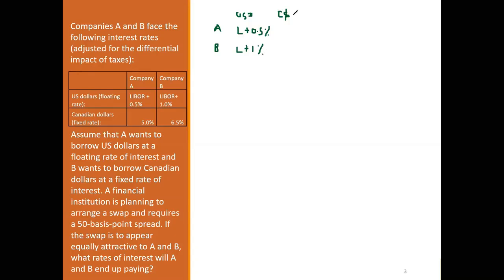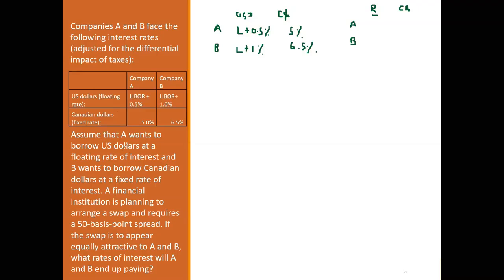And then in Canadian dollars, for A the cost is a fixed 5%, and for B it is 6.5%. So as the first step, look at the requirement. Look at whether there is any basis for a swap. Look at the requirement and look at the comparative advantage for A and for B.